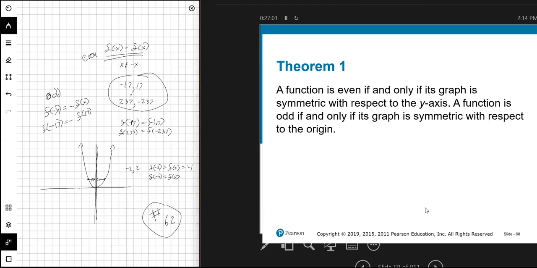All right, if you know it's an odd function, then you know it's going to be symmetric with respect to the origin. And if you see the graph of a function and you see that it's symmetric with respect to the origin, then you know it's an odd function. Corresponding points will be the same distance from the origin. With an even function, corresponding points are the same distance from the y-axis.